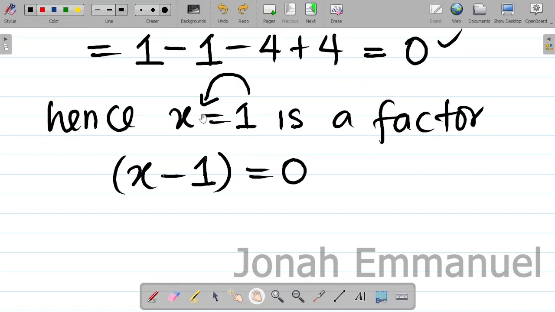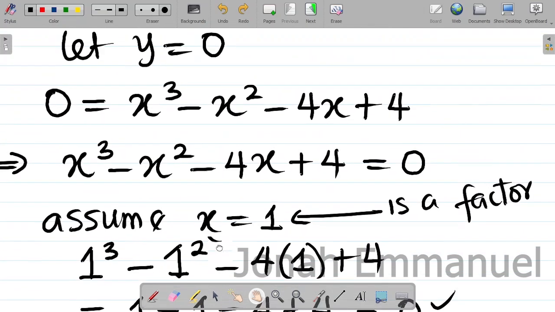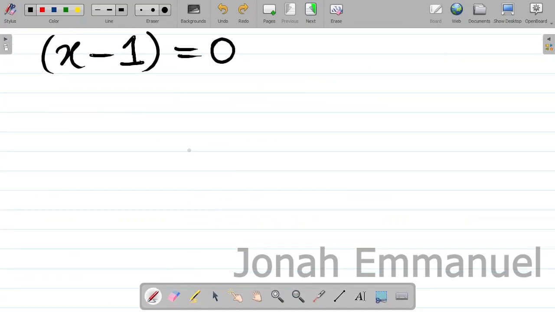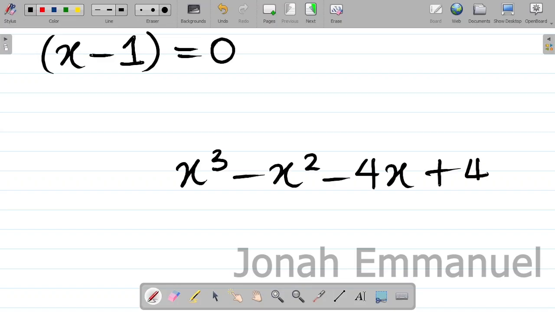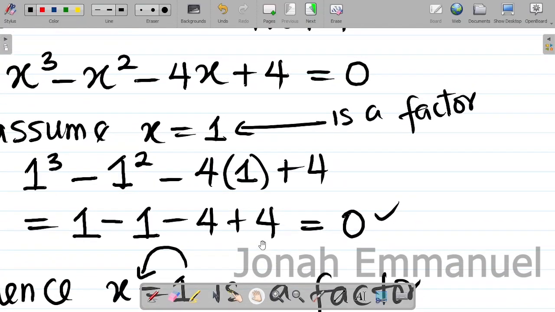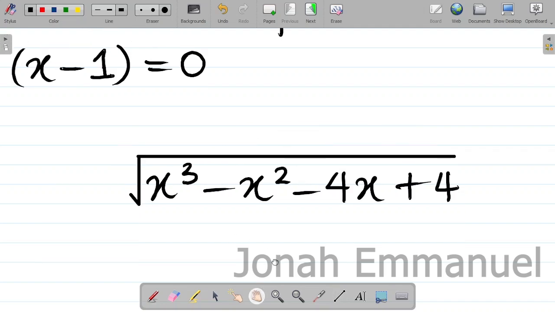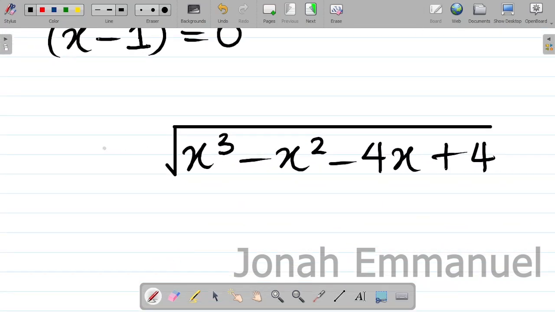What do I do? Now, after you move this, what you have to do is rewrite this function, x cubed minus x squared minus 4x plus 4. Let me just confirm that real quick. Yep, this is correct. Now, you do long division with this function by the first root you've gotten. The root I got here is x minus 1. So I'll just take it as x minus 1 and use it to do a long division, right? So if we do this, what do we get?